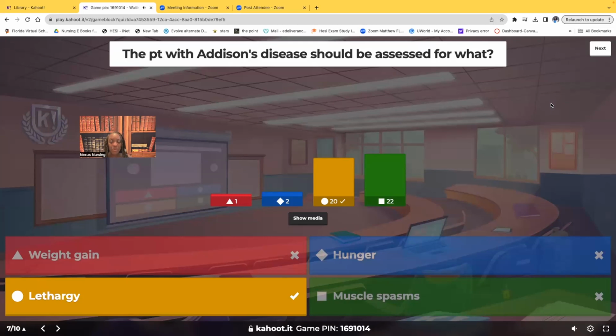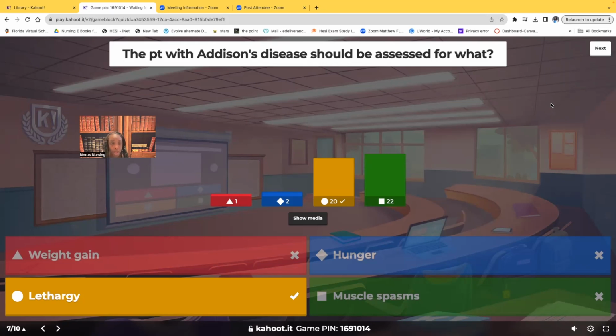Two of you guys chose muscle spasms, and that's incorrect. That patient with Addison's disease, we expect to see what? Muscle weakness. Okay. Correct answer is lethargy. That patient that has Addison's disease, sodium's low, fluids low, we expect to see neural changes, such as lethargy, such as confusion.